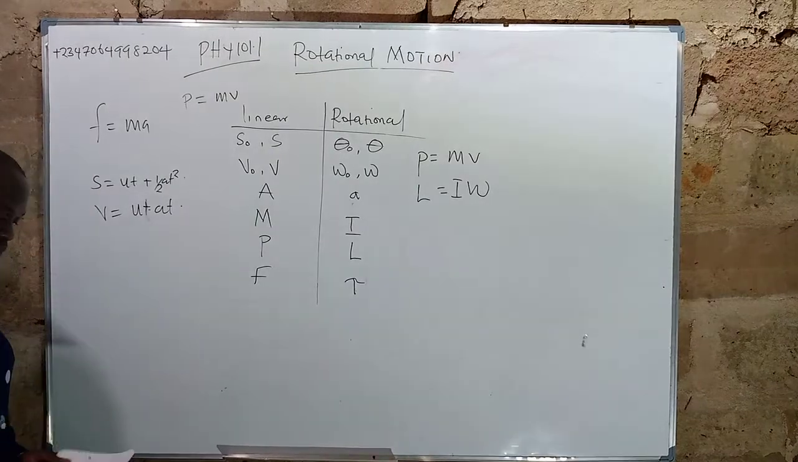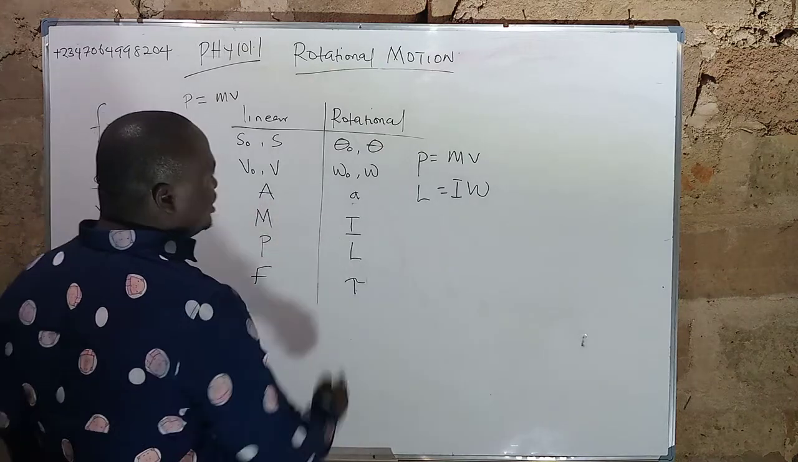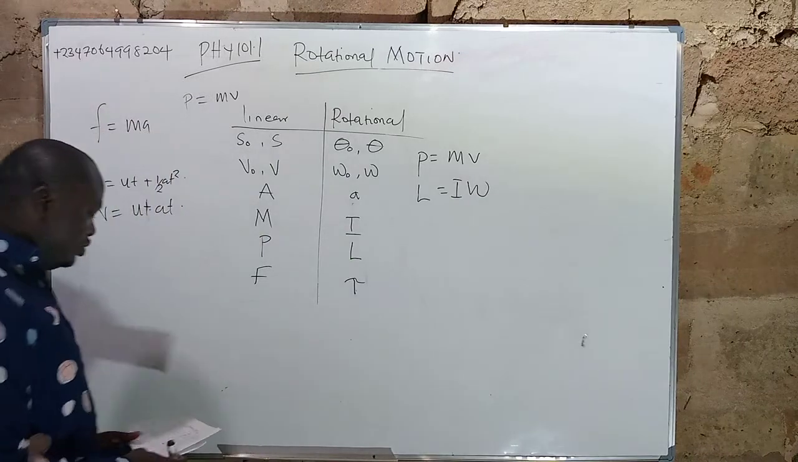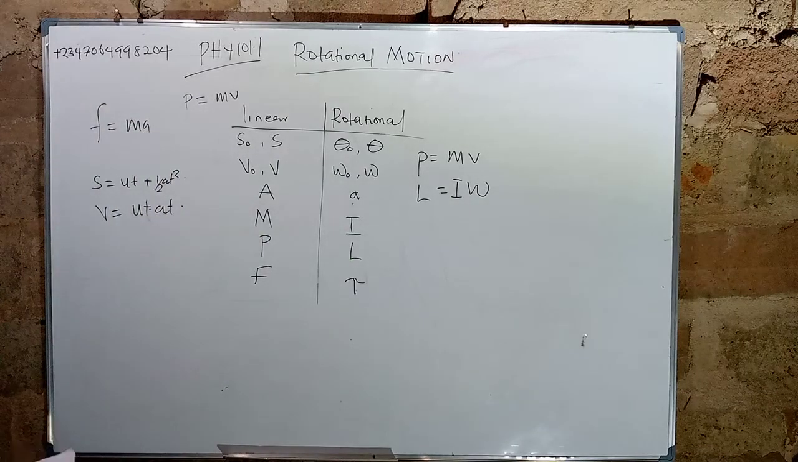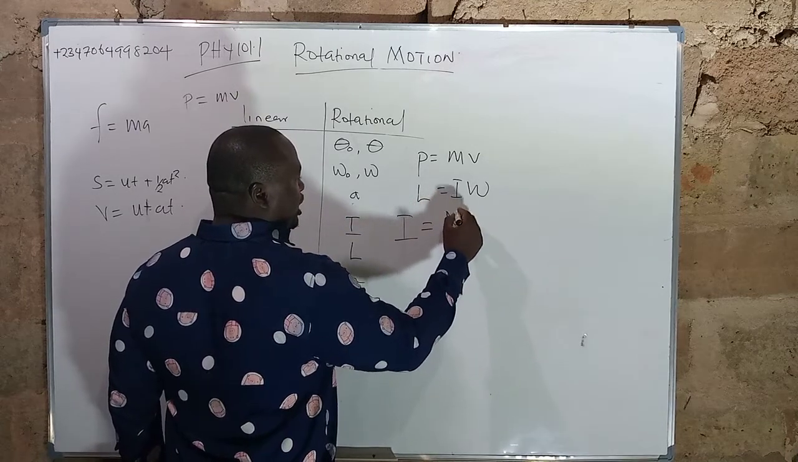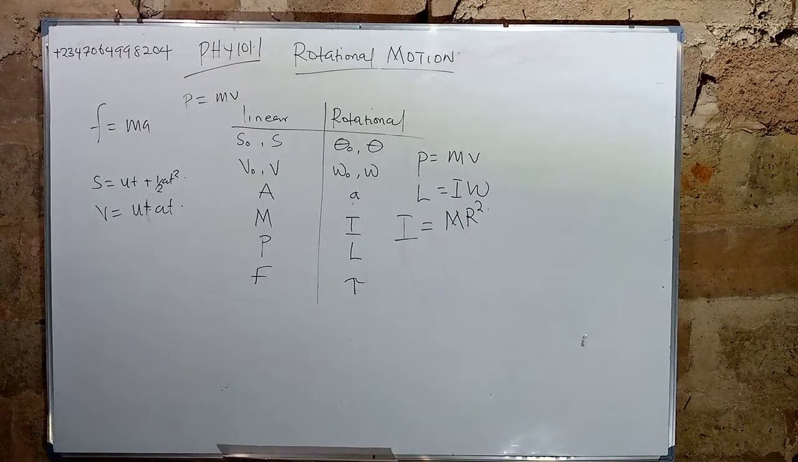Good. Let's continue. Now, I want you to know something. This mass, which is this I, is called the moment of inertia. Write it down, the moment of inertia. And the moment of inertia comes with a formula. Write it down immediately: the moment of inertia is capital M R square. That is the formula for calculating the moment of inertia. I want you to know something. I'm proving formulas one after the other. Write it down. You get why.